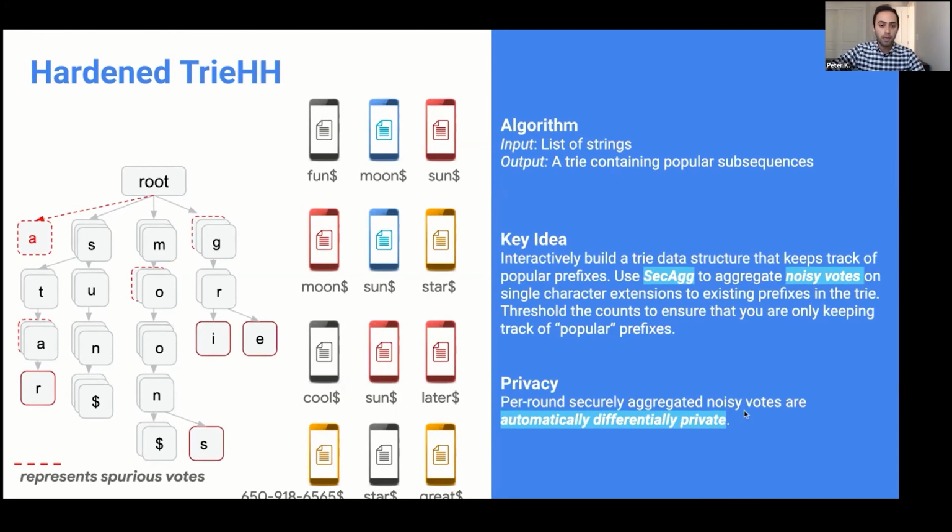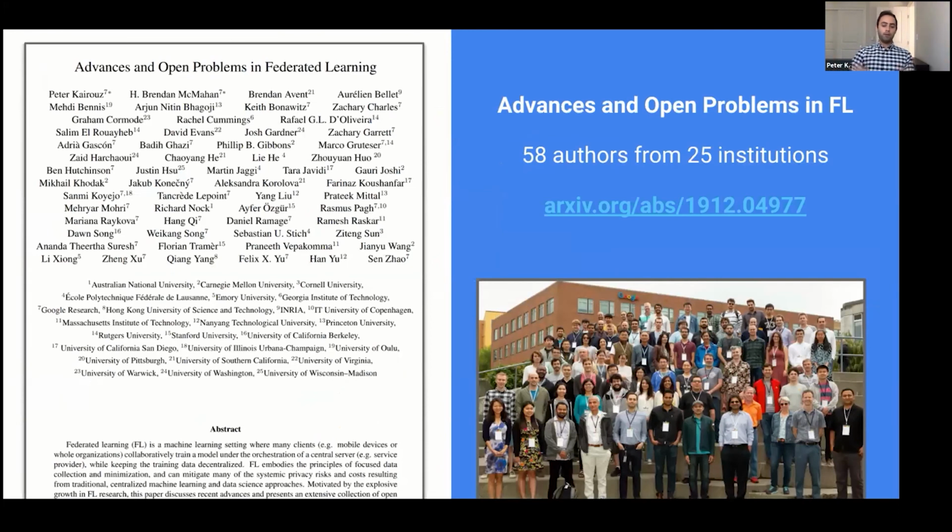Now, I'm not going to dig deep into the details of how we construct this randomization because I'm going to run out of time, but I'm happy to talk more about this during the Q&A session. There's a lot to talk about, both for federated analytics and federated learning. I'm going to end my talk on this note.